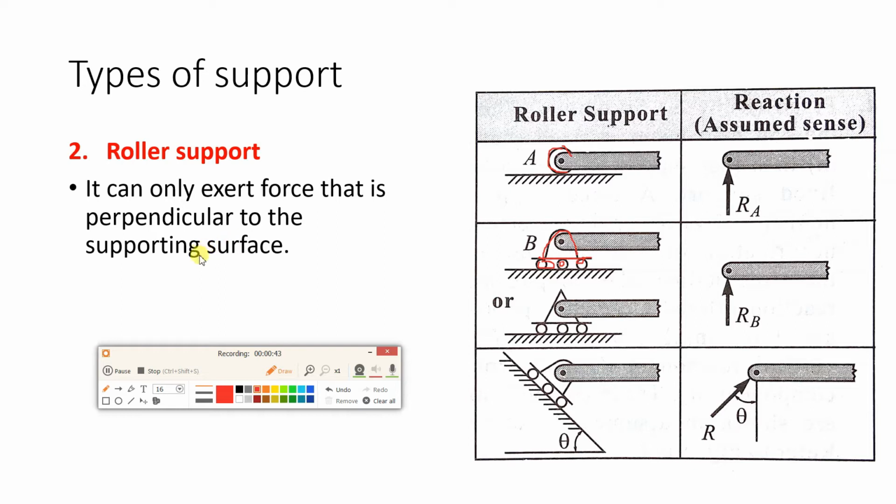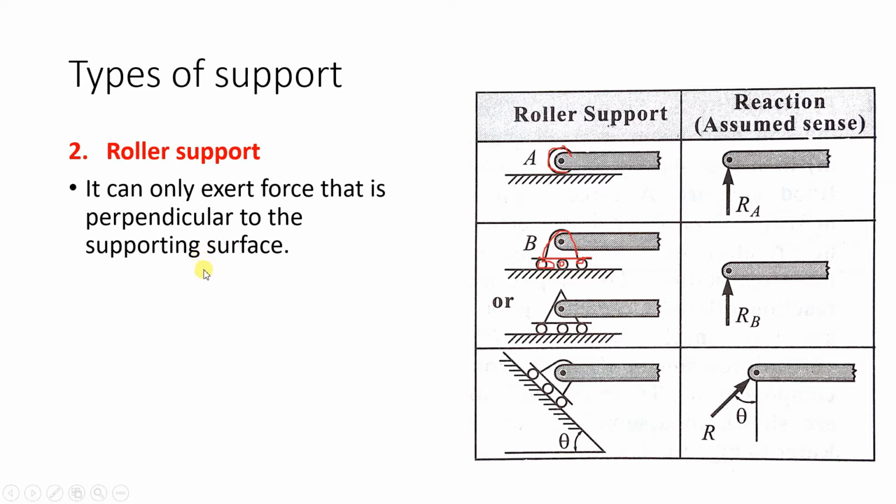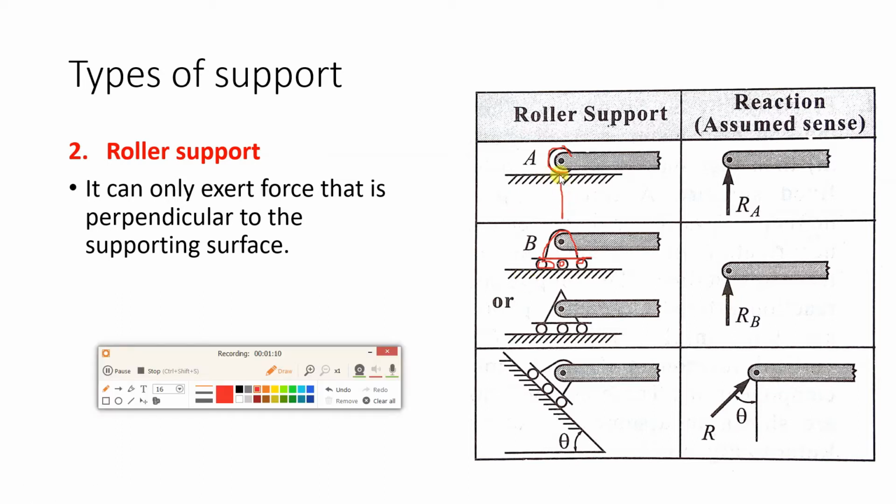So how to show the reaction force for a roller support? It can only exert a force that is perpendicular to the supporting surface. So what is the supporting surface? Here it is horizontal, here also horizontal, here also horizontal. So in all three cases, here you can see RA, here we have point B, so the reaction will be RB. It is perpendicular. Okay, so I can show it here also.